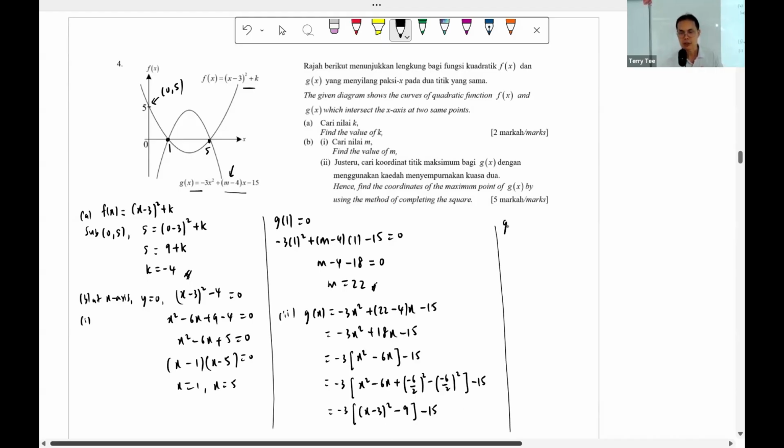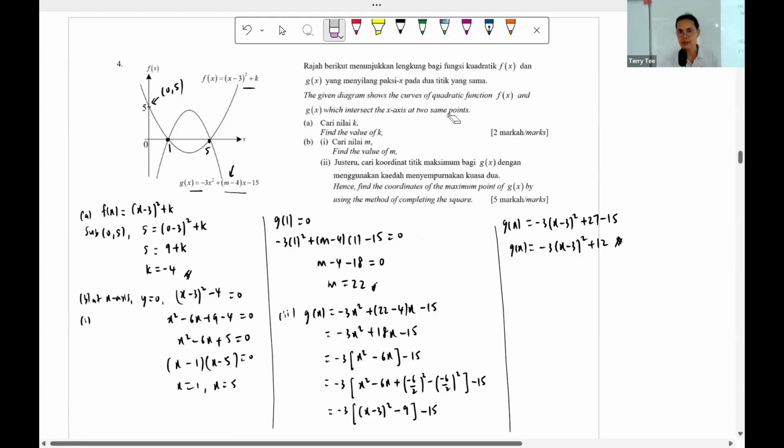This -3, I'm going to write like this. I'm going to times inside, yeah? So when I times in, it's going to be x minus 3 squared. -3 times -9 is positive 27. You minus 15. You get -3 of x minus 3 squared plus 12. This is 12. Okay, so guys, I got my g(x) in vertex form. Okay, haven't finished yet.